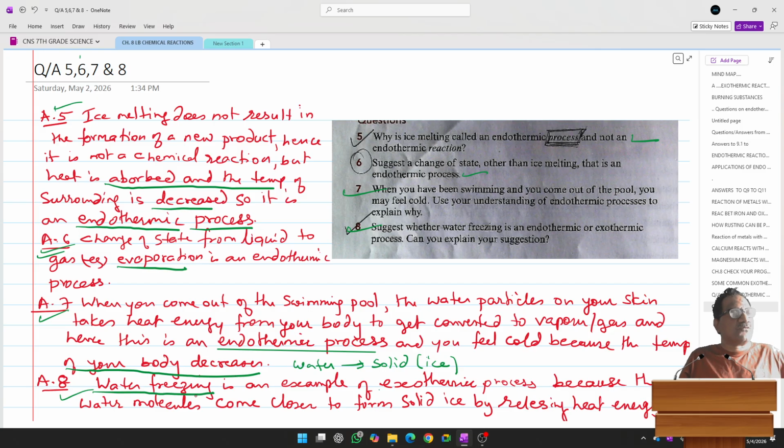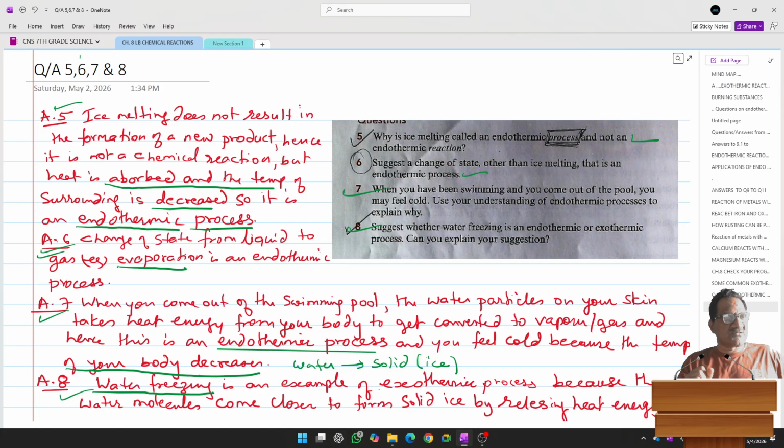Fine. So water freezing is an example of an exothermic process because the water molecules come closer to form solid ice, and this happens by release of heat energy. In exothermic processes, heat energy is given out or released. So the answer for question number 8 is that the freezing of water is not endothermic but exothermic. Why? Because here the heat energy is released. Why is heat energy released? Because the water molecules are getting converted into solid ice.